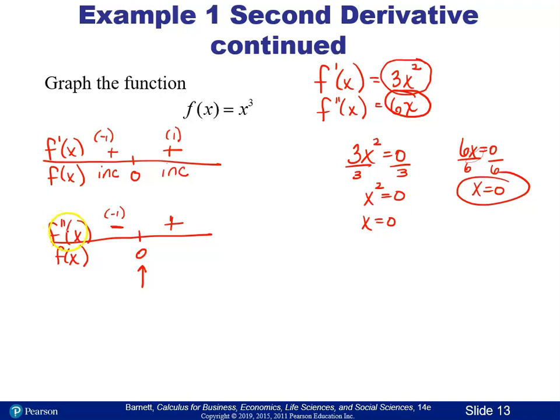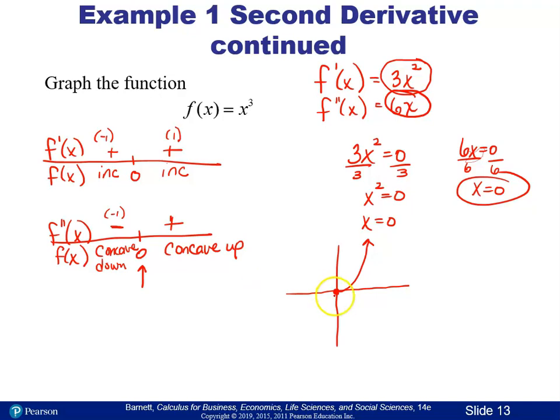It tells me whether it's concave up or concave down. So this part means it's going to be concave up, and this part is going to be concave down. Okay, so we've got this graph here, and we have 0 as our critical number. So for the positive part of our graph, it is both increasing and concave up. So it's going to look something like this. That would be increasing and concave up.